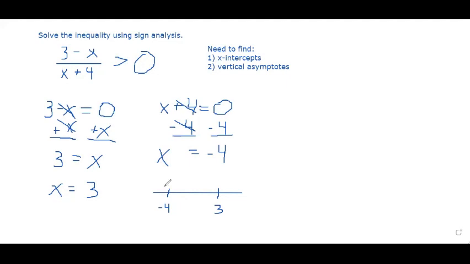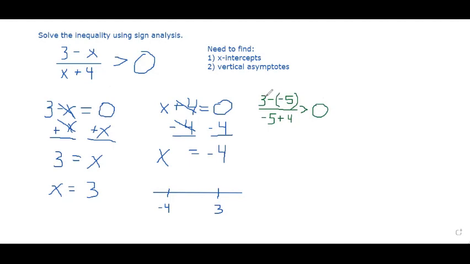Okay, so first we can choose a number that is less than -4. And a number that's easy to work with that's less than -4 is -5. So we can go ahead and plug -5 into the original inequality and see if it gets us something that's greater than 0. So we have 3 minus -5 over -5 plus 4, which is greater than 0.